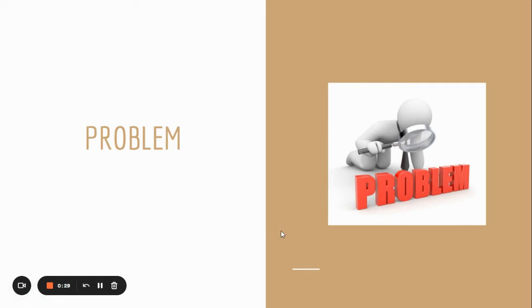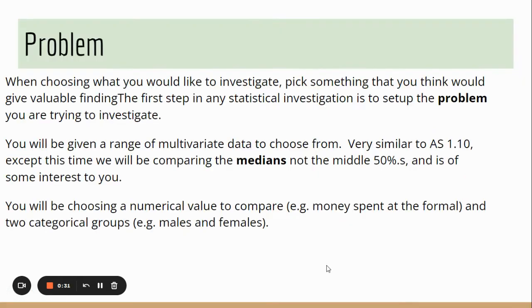So today we're looking at the problem, which is the first step. So we're given a whole lot of data, just like last year in the 1.10, if you did that particular standard, and we're being expected to again compare two categories to see what's going on back in the population. Now, the very big part of this one is that instead of the middle 50% as we compared in multivariate, we're looking at the medians. So the medians are the important part, and we'll be comparing the medians as our guide as to whether our statistical sample represents the population. So that's the first step that's different.